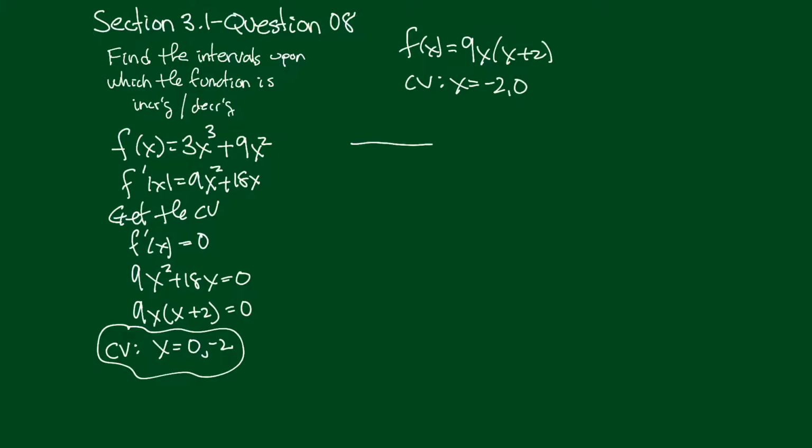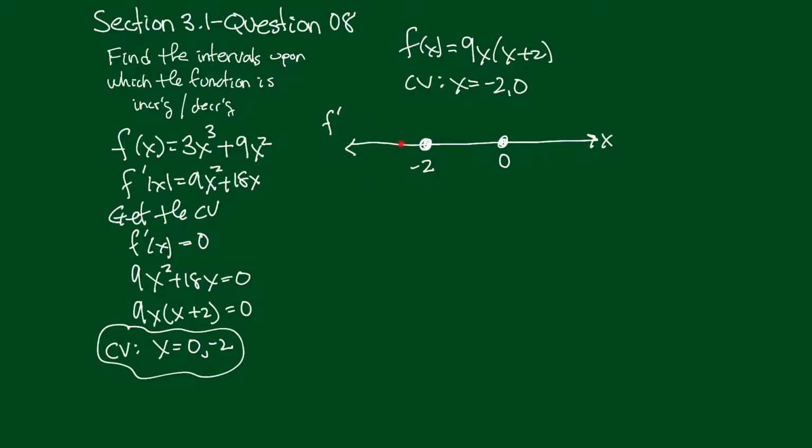So I'm going to draw this number line. I'm going to label it x, and I'm going to note our two critical values. We've got one here at negative 2 and one here at 0. Now I'm going to analyze f prime in each one of these intervals. So let's come in first from this leftmost interval, any number less than negative 2.